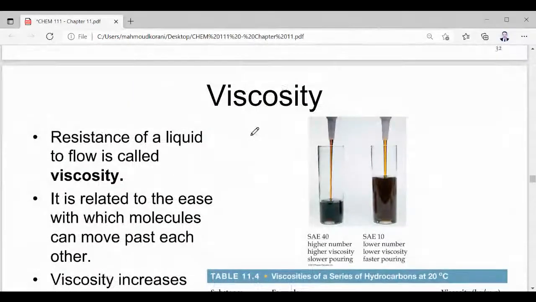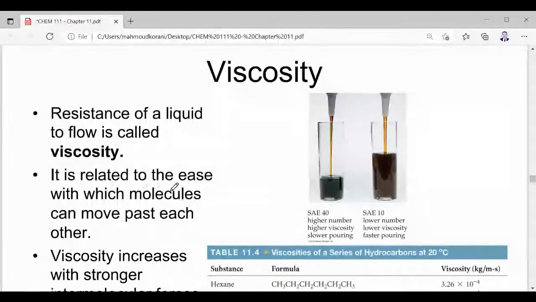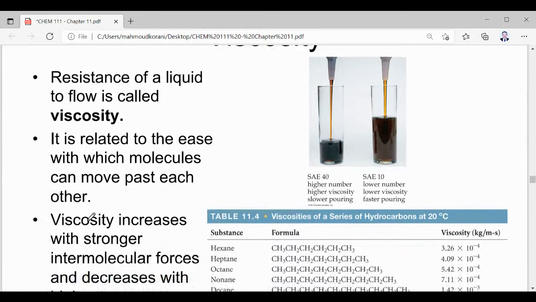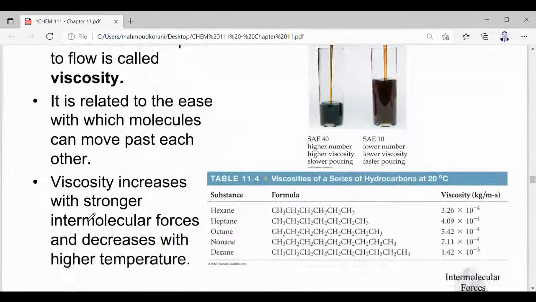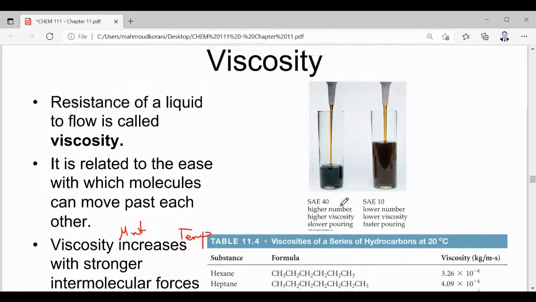Actually, viscosity is defined as the resistance of a liquid to flow. The resistance of a liquid to flow is called the viscosity. It's related to the ease with which molecules can move, sliding over each other. Viscosity depends on two main factors: the molecular weight and temperature. Viscosity increases with increasing intermolecular forces, which depend on the molecular weight, and it also depends on the temperature. It decreases as the temperature increases.